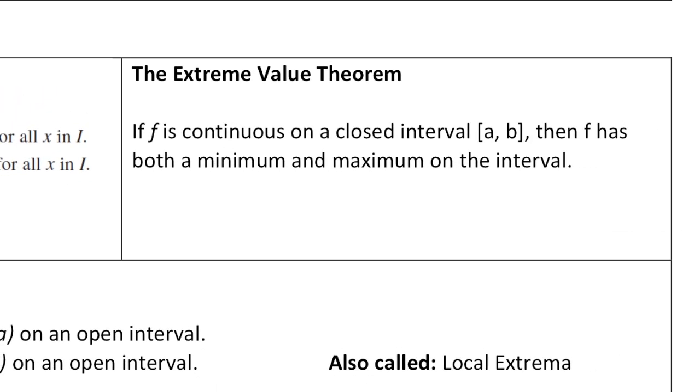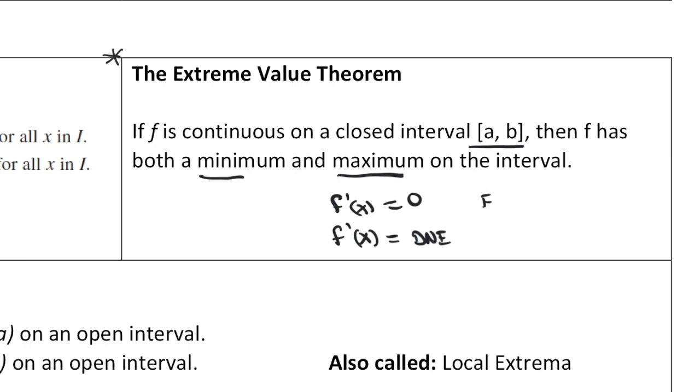For our extreme value theorem, this is one that you need to put in your repertoire: if f is continuous on a closed interval, then f has both a minimum and a maximum. You are guaranteed the minimum and maximum. Those extreme values will occur where your derivative is equal to 0, where your derivative does not exist, or they will occur on the endpoints.